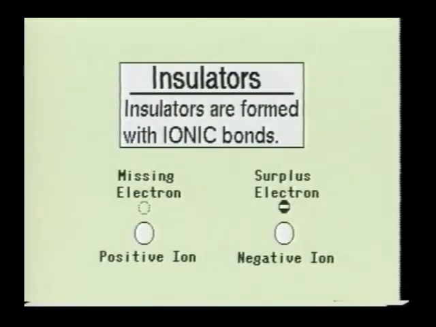Insulators will contain both positive ions and negative ions, which create a strong electrostatic force of attraction between the atoms. It is this electrostatic force which bonds or holds the material together. The term ionic bond is used because the atoms are ionized.